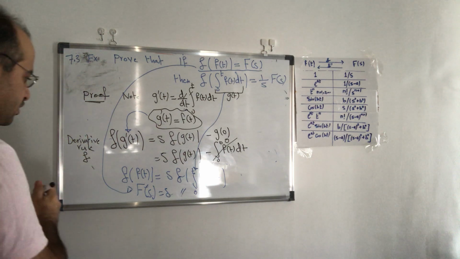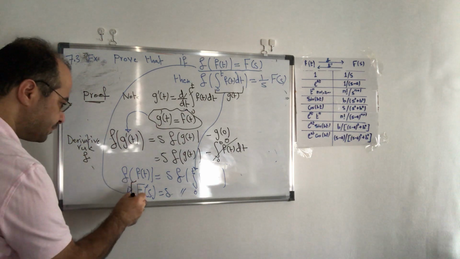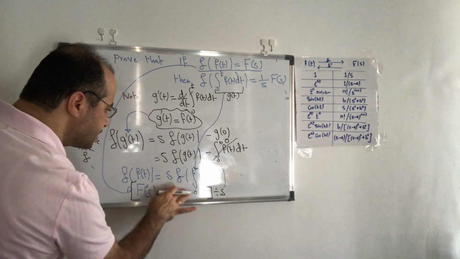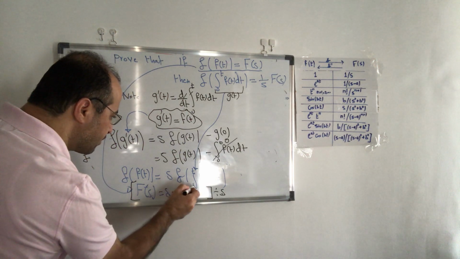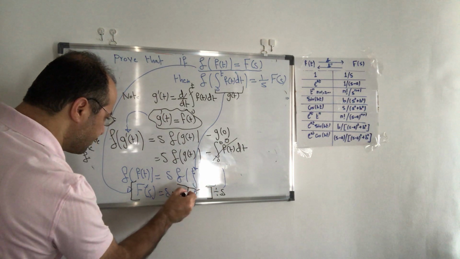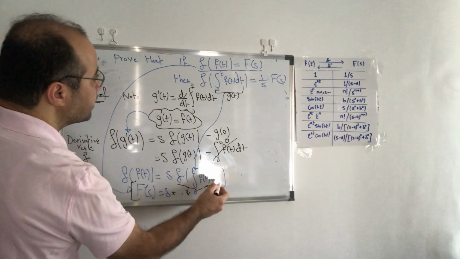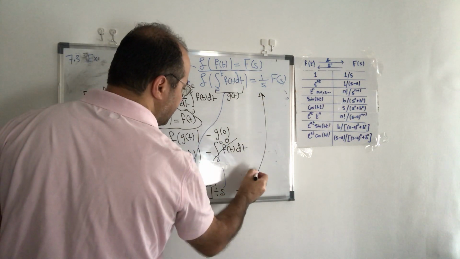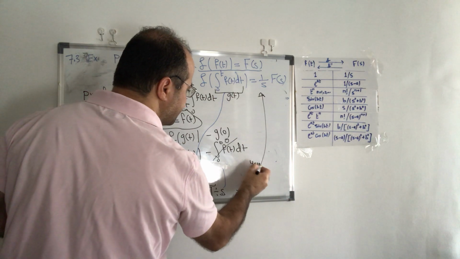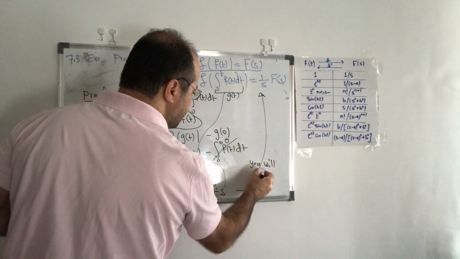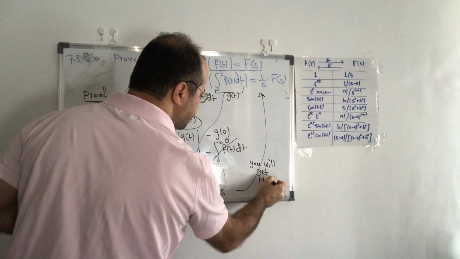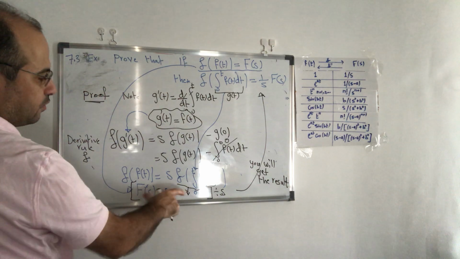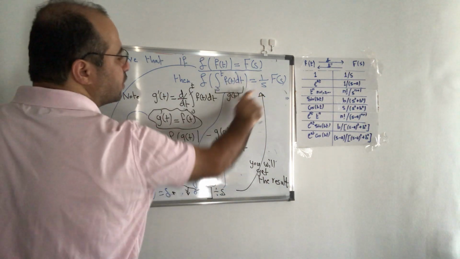Now the next step is just dividing everything by s. This means s times whatever is here, divided by s, and then you will get your result. So if you divide what you get here by s, then you will get what you want.